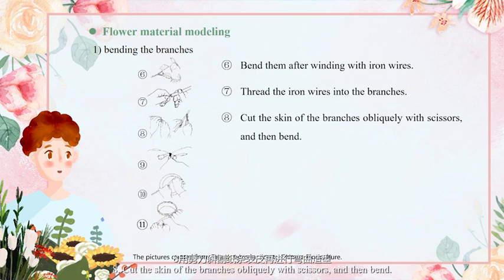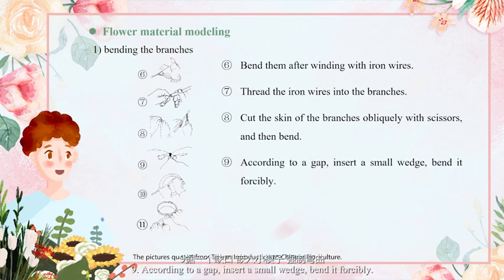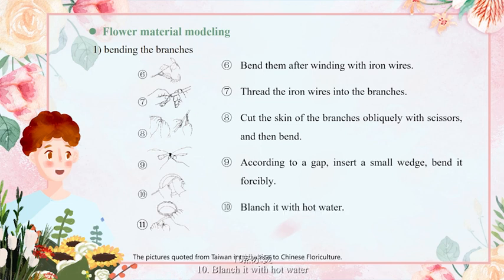8. Cut the skin of the branches obliquely with scissors, and then bend. 9. According to a gap, insert a small wedge, bend it forcibly. 10. Blanch it with hot water. 11. Bake it on fire.